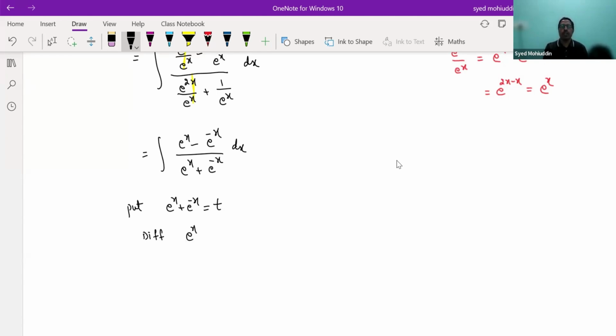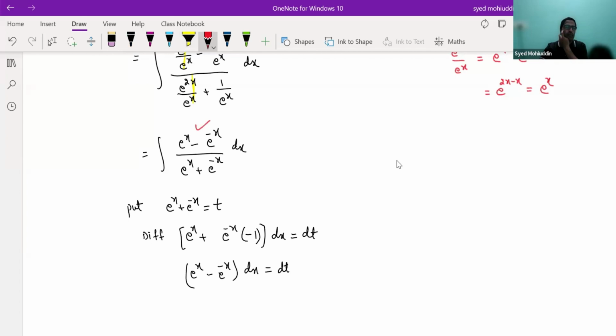Differentiation of e power of x will be e power of x itself, and differentiation of e power of minus x will be e power of minus x into the differentiation of minus x. Minus as it is, differentiation of x will be 1, right? In both cases we'll be getting the derivative, and dx is equal to dt. Further simplified, it is e power of x, this plus into minus will become minus e power of minus x, into dx is equal to dt. So hence, you are getting that numerator value.